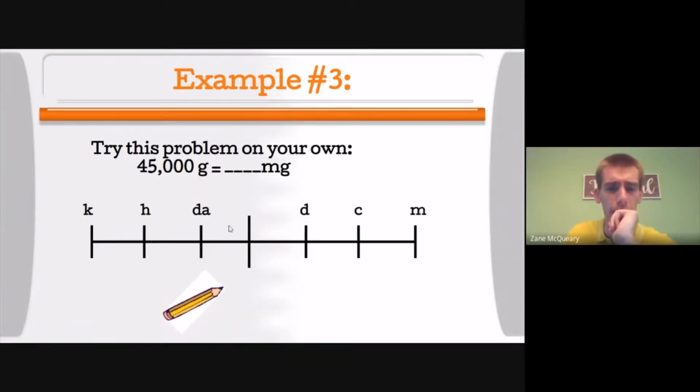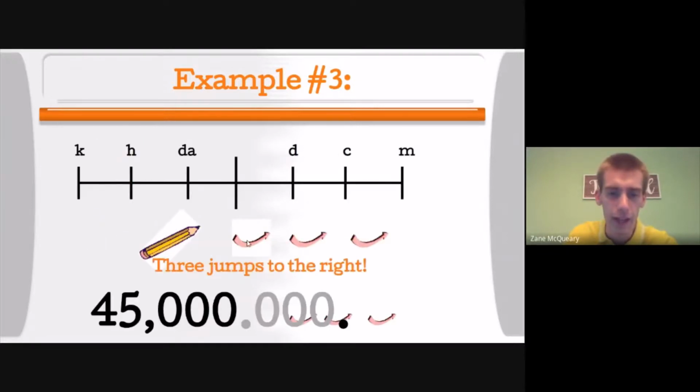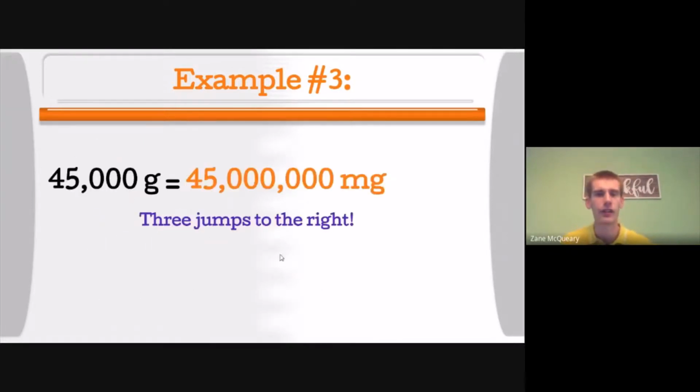45,000 grams. I got grams over here in the middle. We want to get to milligrams. So we'll go 1, 2, 3 jumps to the right. So we're going to go here. We draw our little decimal. We go 1, 2, 3 to the right. So we're going to add those 3 zeros.